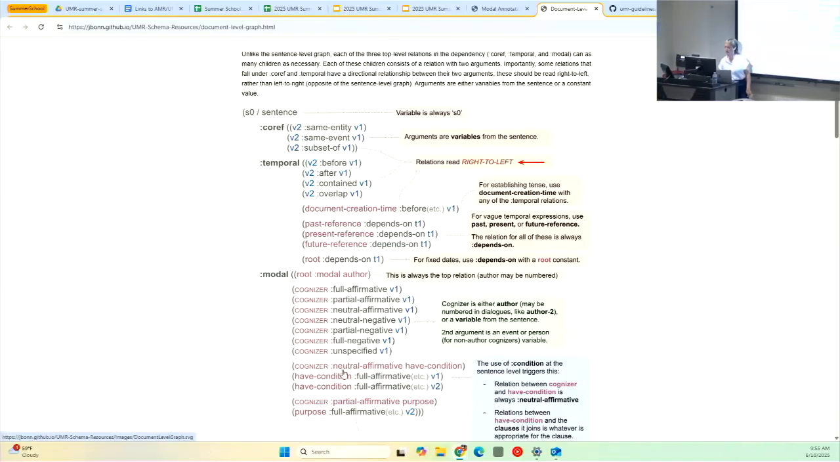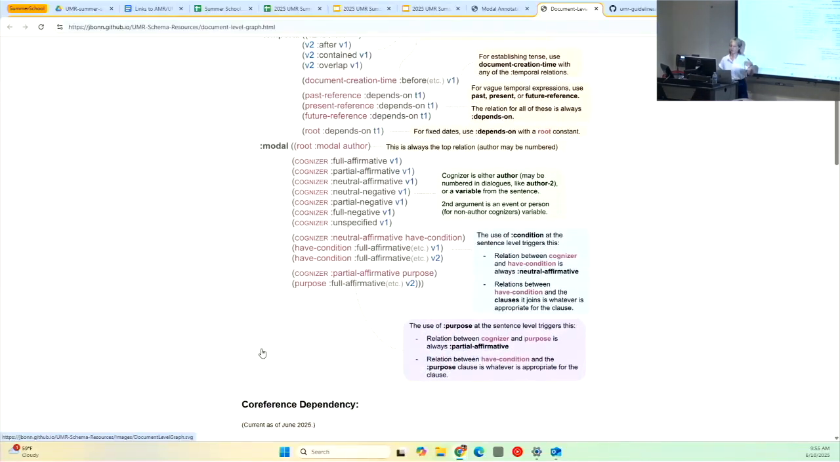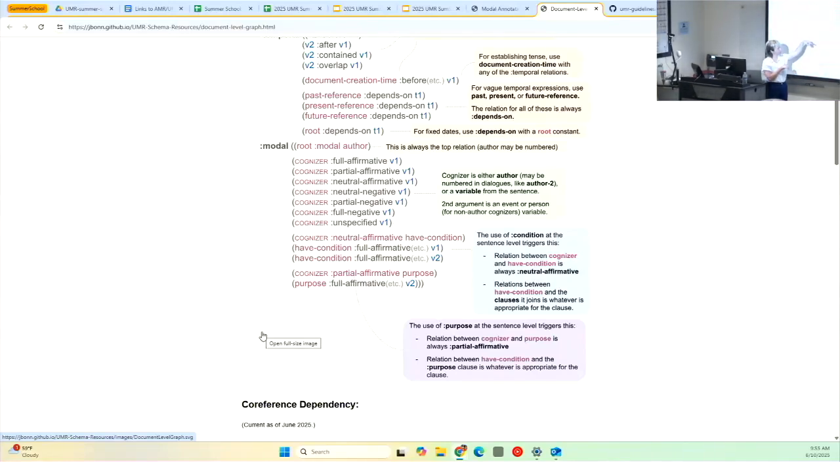Two special cases that you don't worry about at the sentence level, but you do worry about at the document level. And the other thing I want to note, so the UMR writer does digest the modal strengths and generate values for you, but you do need to go through in the editor and actually double check that the cognizers are what you want.